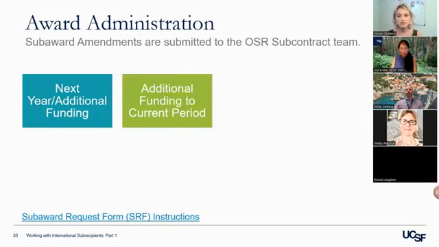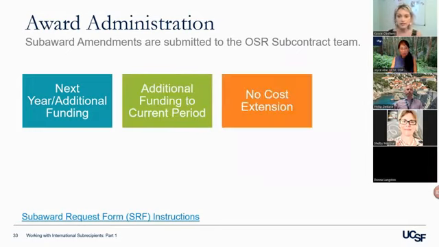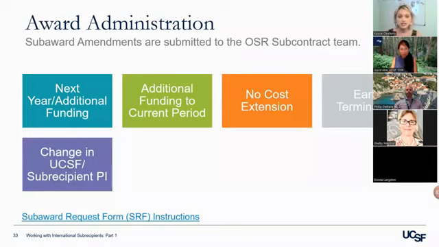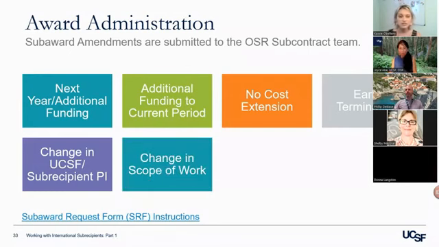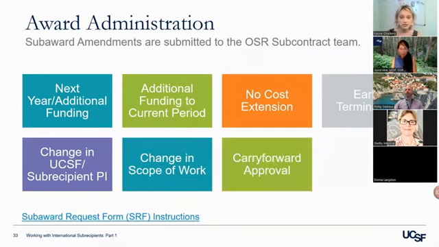An amendment is also required when there's additional funding to a current period, no cost extensions, early terminations, changes in the UCSF or subrecipient PI, changes in scope of work, carry forward approval, and a funding decrease. These are all examples of when a subaward amendment needs to be issued, and there may be other changes as well.